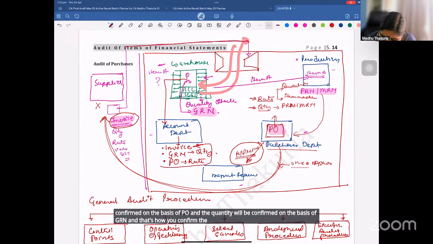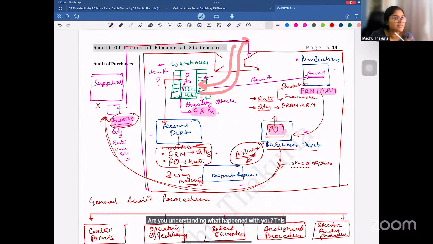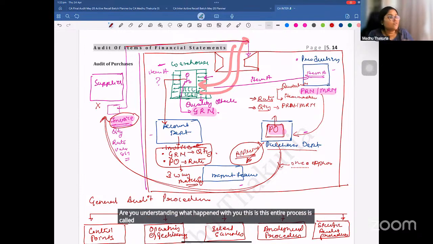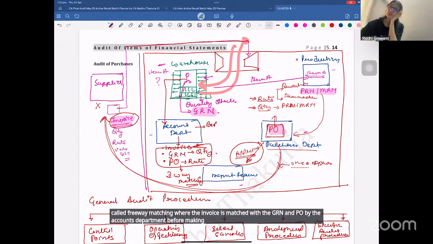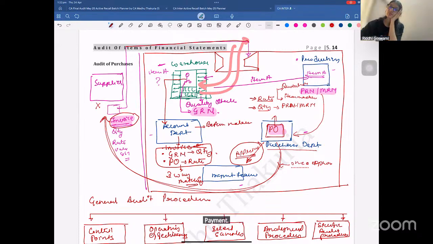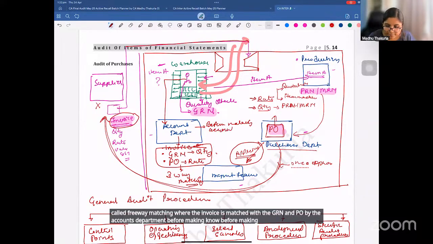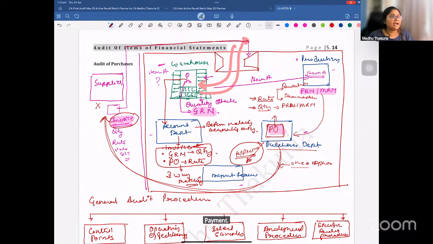Now, this whole process is called three-way matching, where the invoice is matched with the GRN and PO by the accounts department before making the accounting entry, the purchase entry. And once the purchase entry is made, the payment will be released based on the credit period.